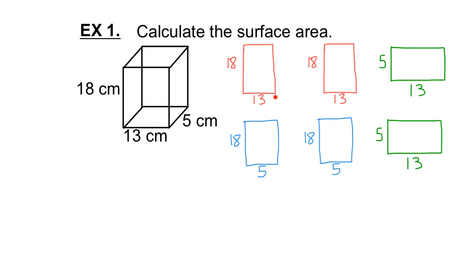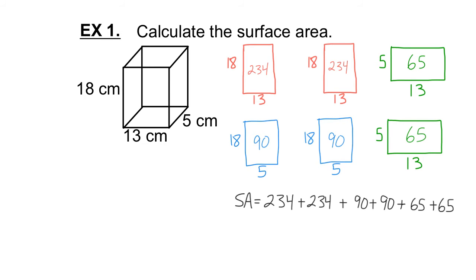So for each face, it's a simple calculation. They're all rectangles, so it's all length times width. For these, it's 18 times 13. For these, it's 18 times 5. For these, it's 5 times 13. Now that I have all of my areas for each face, I can add them all together to get my surface area. So that is a conceptual understanding of what we're doing here.